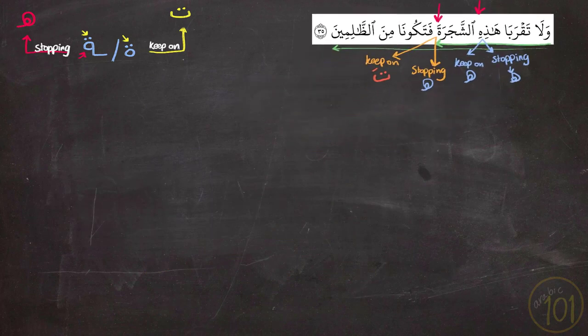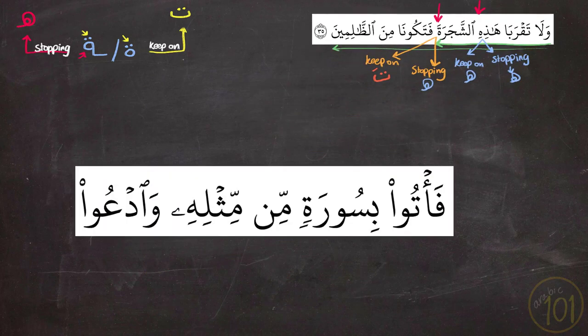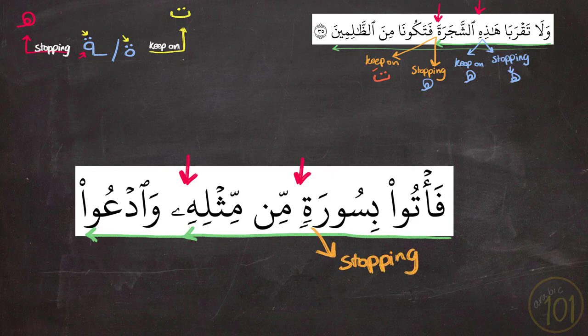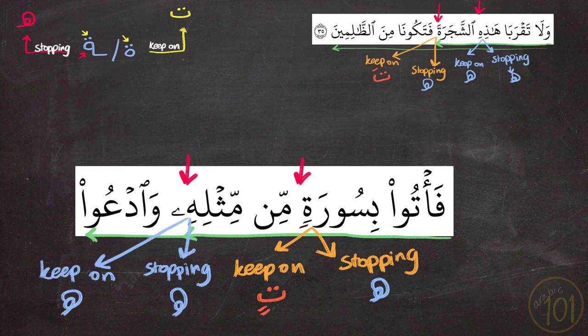Let's have a look at another example. فأتوا بسورة, فأتوا بسورة من مثله, من مثله وادعوا. Same story, when you stop at ta مربوطة, you pronounce it as ha, but when you keep on reading, it becomes a ta, and the ha at the end of word مثله remains a ha whether you stop or you keep on reading.